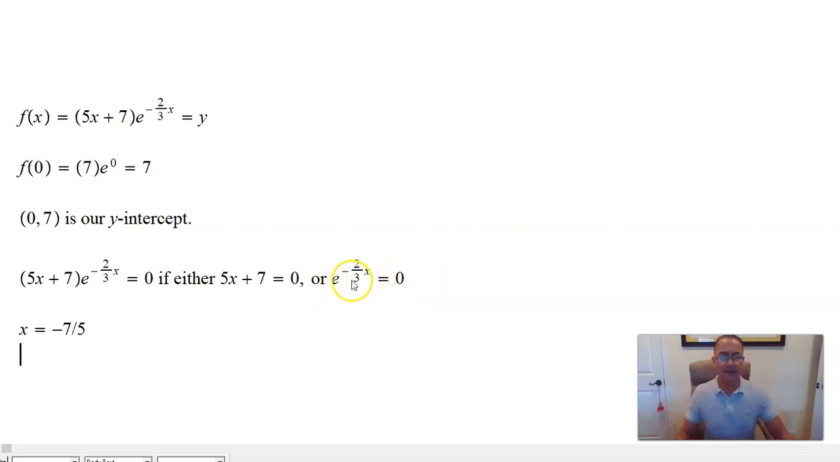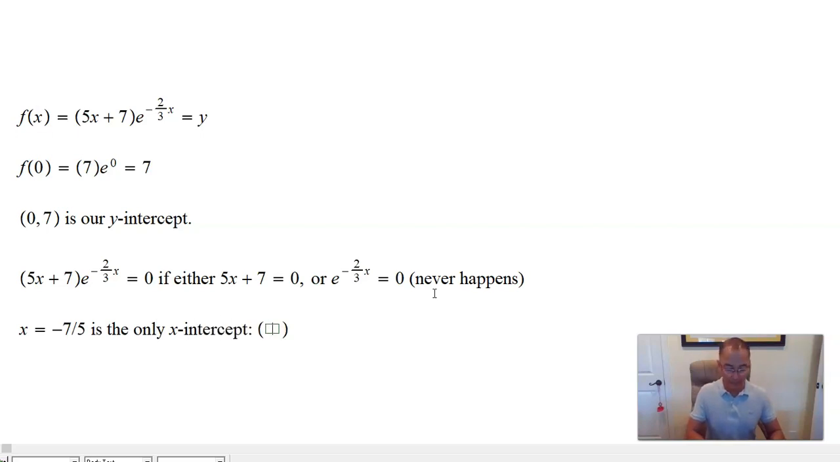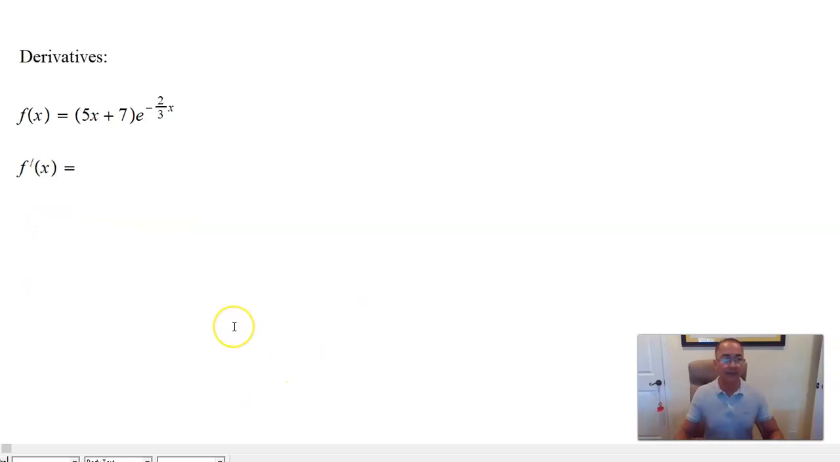What about this other factor? Can e to the something ever be 0? Well, we said that the range of the exponential function is positive numbers, 0 to infinity. Okay, so this cannot happen. Okay, so therefore this is the only x-intercept. Okay, so we can write that as minus 7/5, comma 0. That was easy enough. So now let us do some calculus.